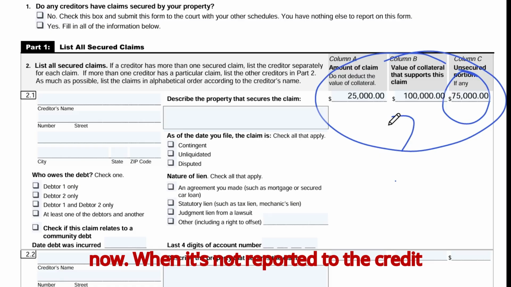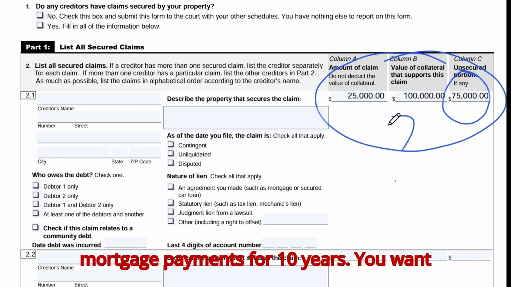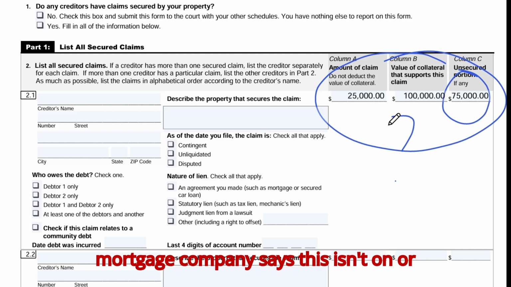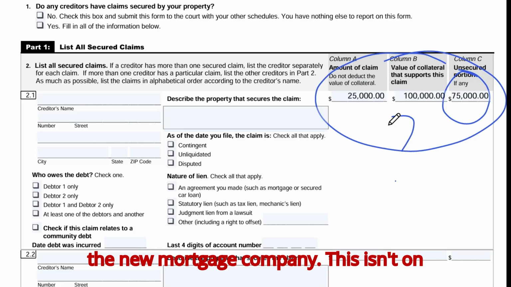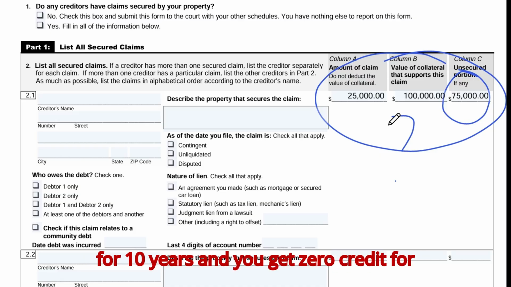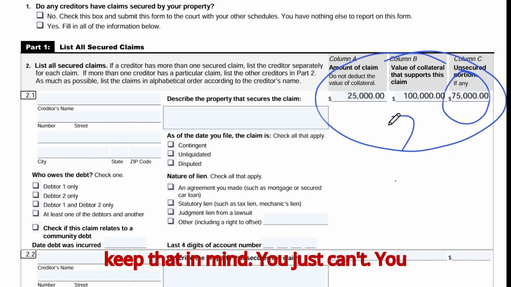Now, when it's not reported to the credit bureau, guess what? You've been making mortgage payments for 10 years. You want to now refinance your mortgage, and your mortgage company says, or the new mortgage company says, this isn't on your credit report. So you haven't gotten any credit. Now think about that. You've been making payments for 10 years and you get zero credit for that. That's the problem when you don't sign a reaffirmation agreement. So just keep that in mind.